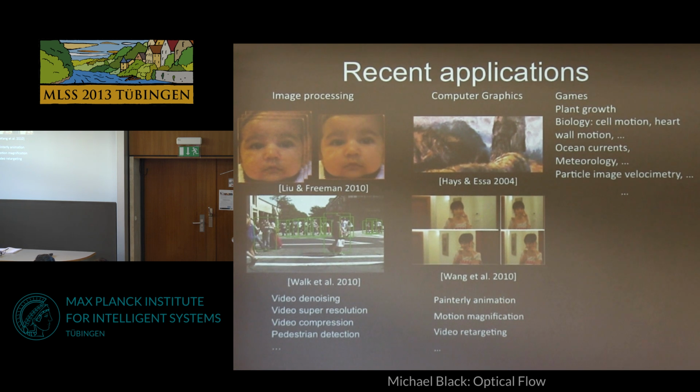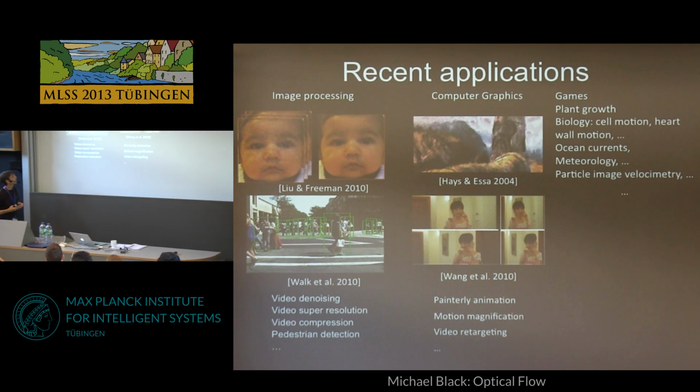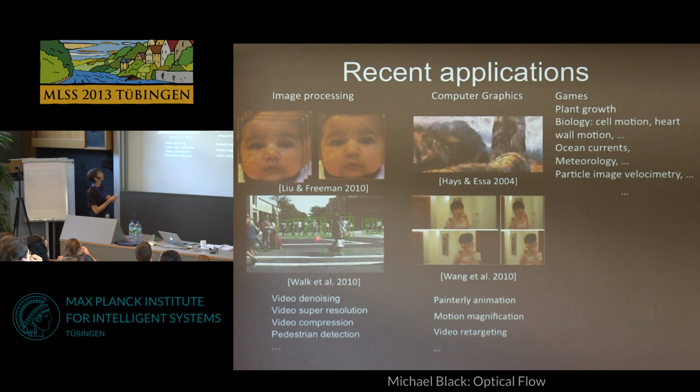flow to obviously figure out what's constant over time in a video and use that for compression. You can use it for pedestrian detection, video denoising, image resizing. You can analyze plant growth and the motion of ocean currents and meteorological information. People use optical flow all over the place.